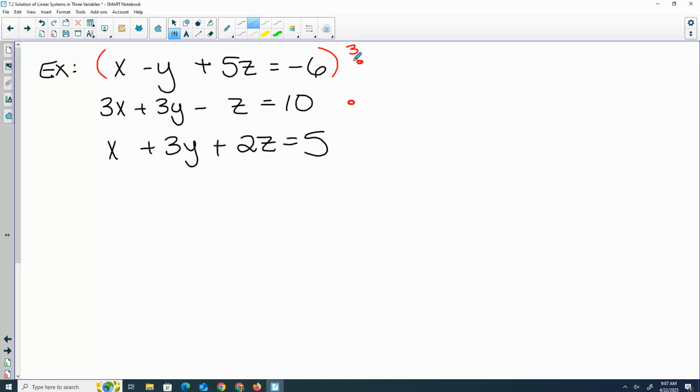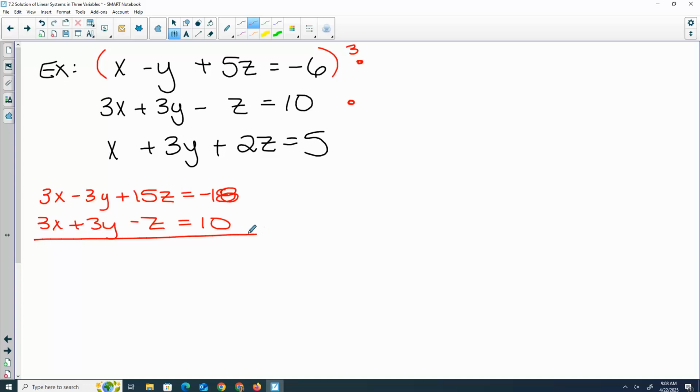So we get 3x minus 3y plus 15z equals -18. Second equation we didn't change. We know sometimes you might have to multiply both equations by something. So when we add 3x and 3x would be 6x. Positive and -3y cancel. 15 minus 1 is 14z.